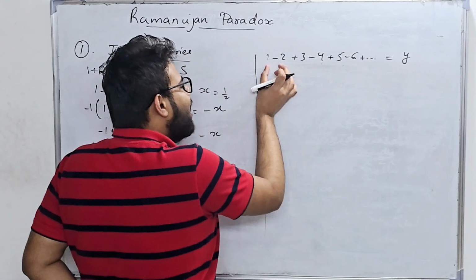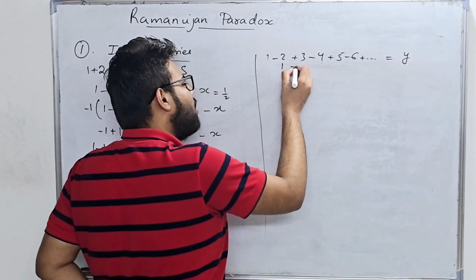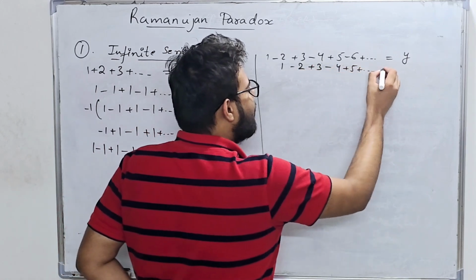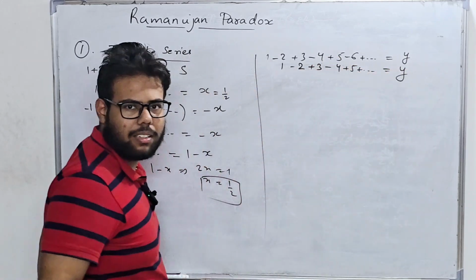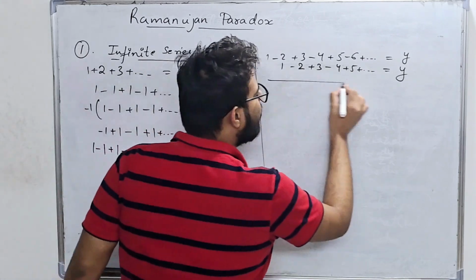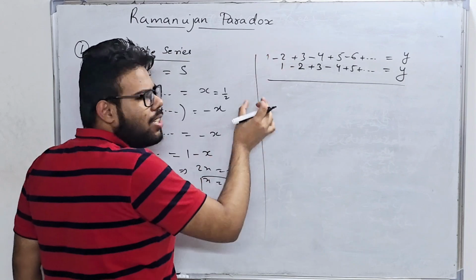And we don't need to do it also. Just take this series and just shift it by one term. 1 minus 2 plus 3 minus 4 plus 5, and it will also be equal to y. Don't you agree? It will be equal to y, right? You have just shifted it by one term. And now just add it.